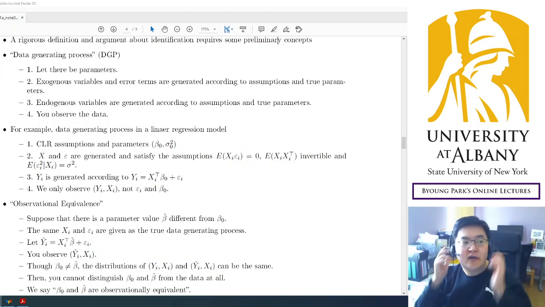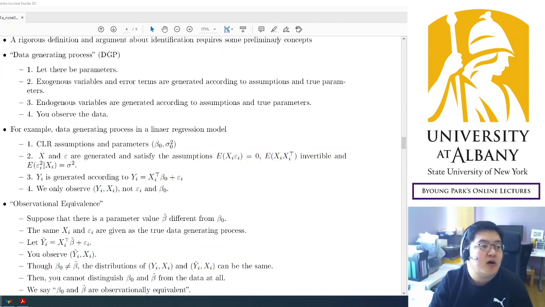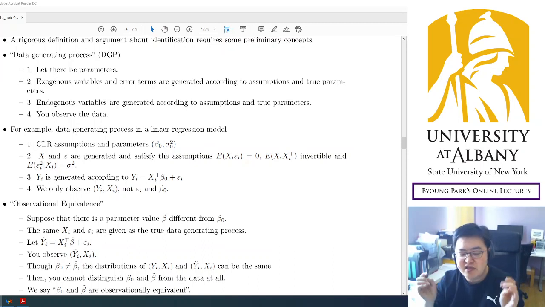Hello. I will explain more rigorous definitions and how we show identification more rigorously. So we need to learn a few more preliminary concepts. First, we have to understand the data generating process, often called DGP, and DGP is literally how the data are generated. So our job is looking at the data and recovering the underlying parameters.